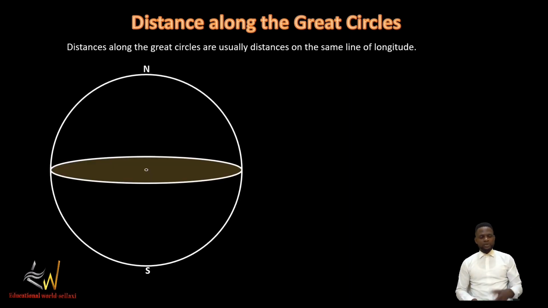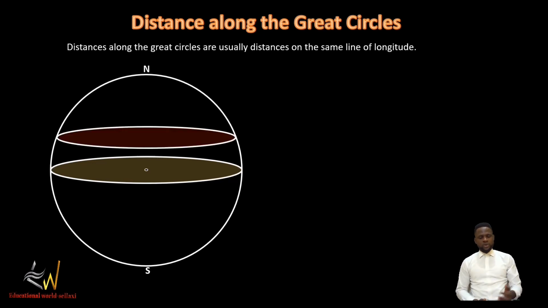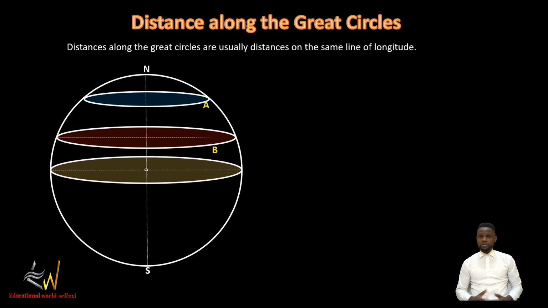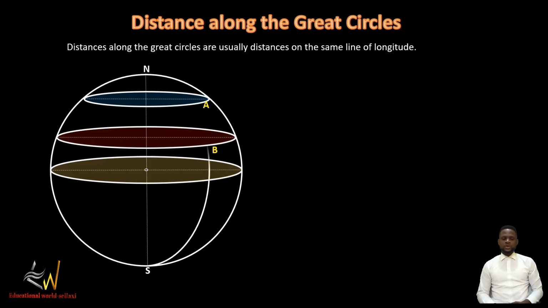So we have the globe, we have the equator, and those are the latitudes. One is latitude B and the other is latitude A, all towards the north. Now that's the longitude that connects the two latitudes. Latitude A is at alpha degrees towards the north, while latitude B is at beta degrees also towards the north.